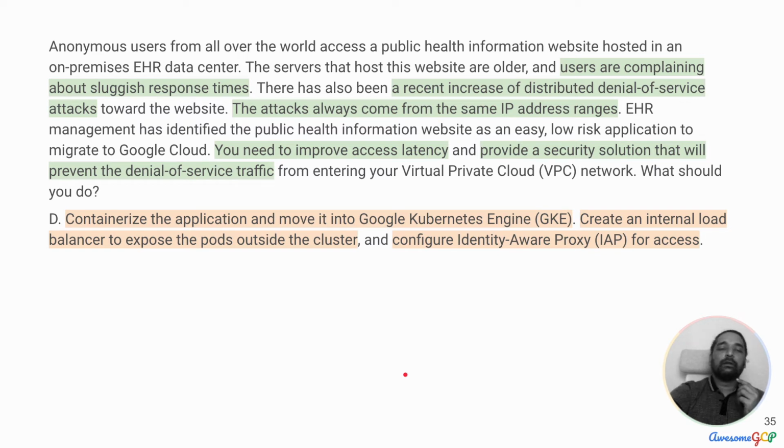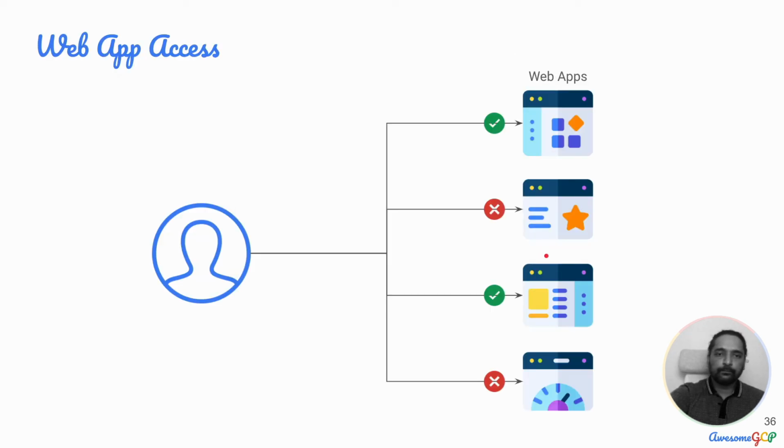Option D recommends containerizing the application and moving it into Google Kubernetes Engine, creating an internal load balancer to expose the pods outside the cluster, and configuring Identity-Aware Proxy, or IAP, for access. In option C, we covered these two, and even though in this case it says outside the cluster, it still does not serve the purpose. We saw that for multiple reasons that would not work. Let's still look at IAP, Identity-Aware Proxy, and see what this does.